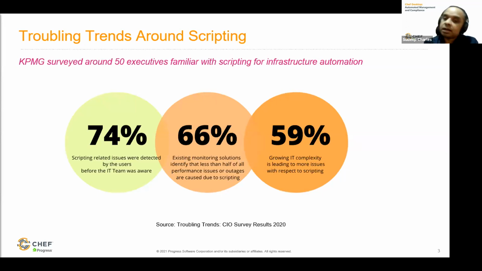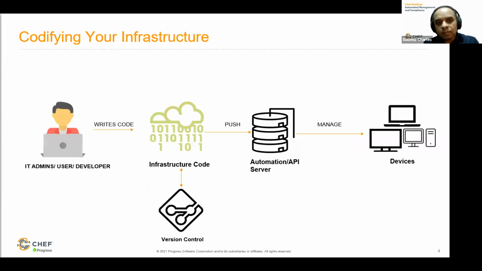So on the one hand, you have end users finding out issues because of bad scripts, and existing tools that are not able to detect these anomalies in scripts. And then 55% of respondents said that scripting as an approach just cannot scale with more IT complexity. As your systems and pipeline become more complex, scripting becomes that much more difficult. Scalability is just not there with scripts.